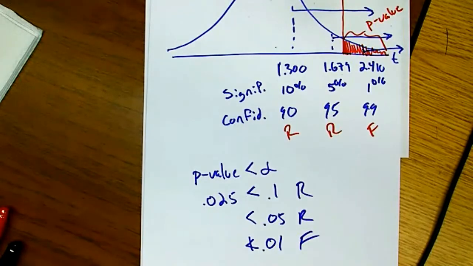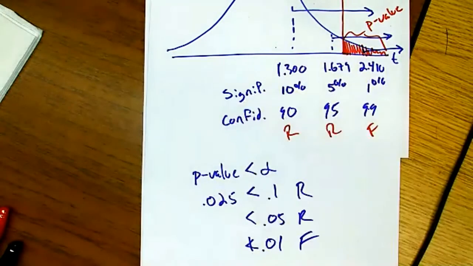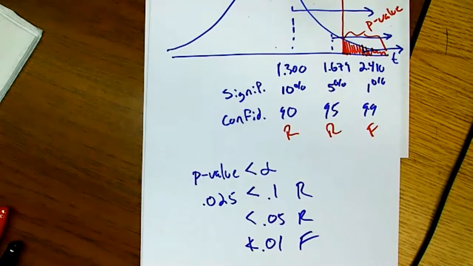So if it's a short answer and I leave it open-ended, like make your rejection decision, you could use either the p-value or the critical value approach. Okay. Any questions over anything here? Okay.